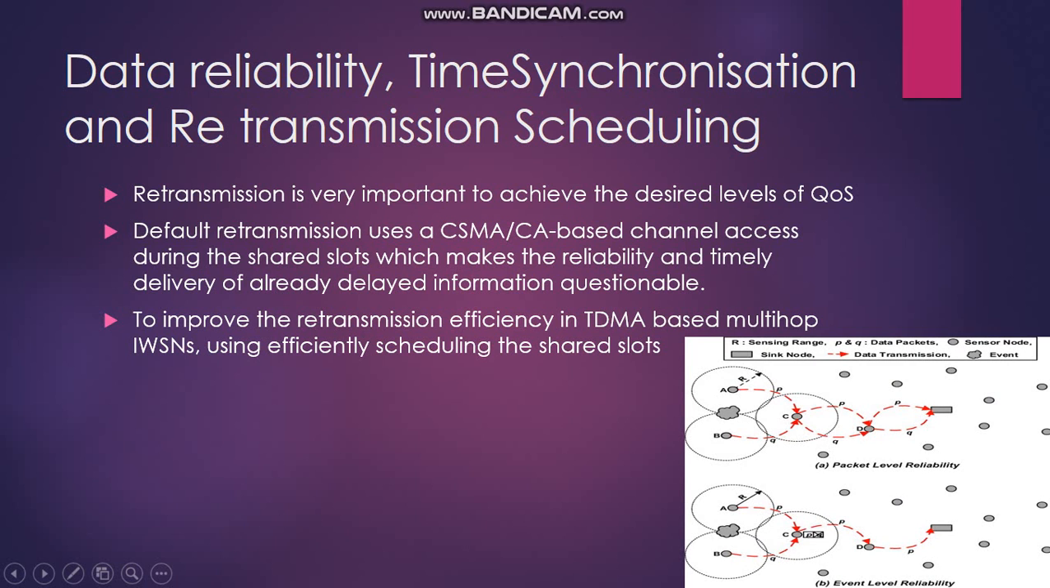As you can see, there are different levels of reliability checks, packet level and event level. So based on the type of disaster, or type of retransmission required, or the reliability check, or the time synchronization check, the packets are transferred.